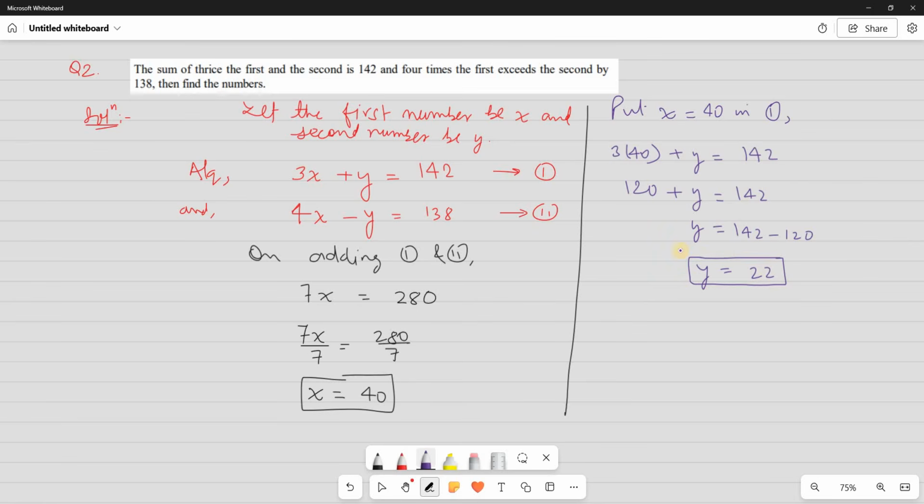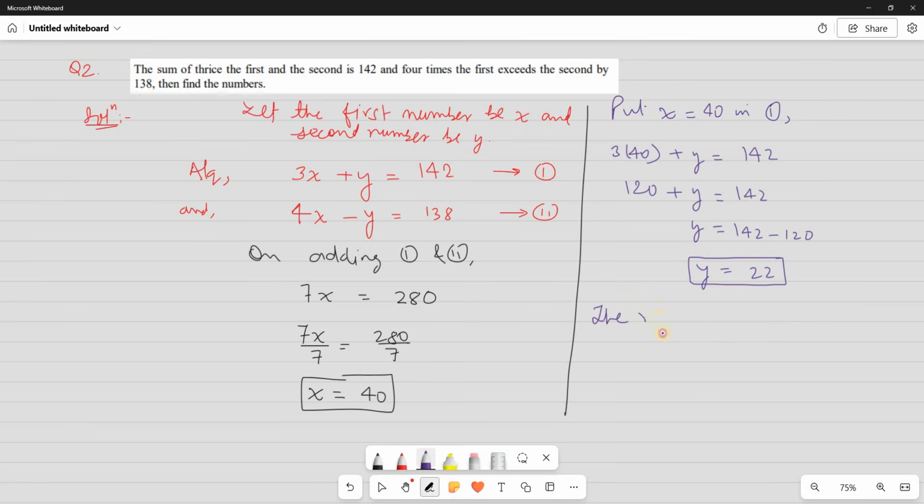But before writing the conclusion, let's cross-check our answer with the given conditions. Sum of 3 times the first number, 3 times 40 is 120, and 120 plus 22 is 142. That is good. And 4 times the first number, 4 times 40 is 160, exceeds the second number, 22, by 138. Indeed 160 minus 22 is 138. Both conditions are satisfied.